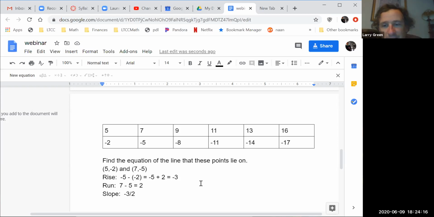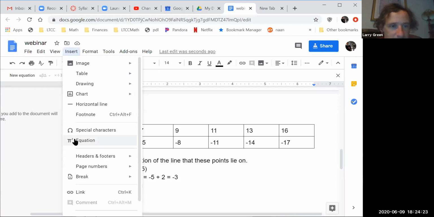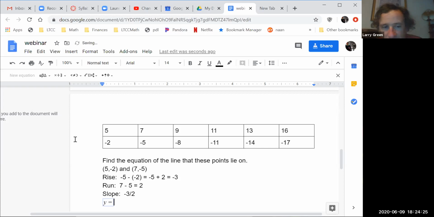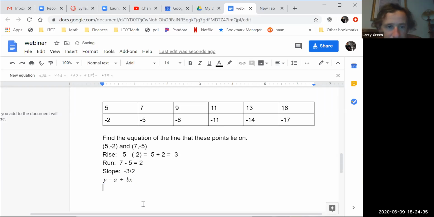So now let's look at the equation. If you remember, let's just review that, it is y equals a plus bx. Any questions on that? So now I can use any point I want, because they all lie on the line, is what I told you. I think I'm going to use just 5, -2. Those seem to be the smallest, easiest numbers.